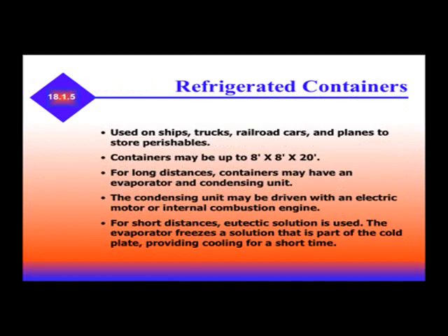Refrigerated containers are used on ships, trucks, railroad cars, and planes to store perishables. They may be up to 8 by 8 by 20 feet. For long distances, containers may have an evaporator and a condensing unit. The condensing unit may be driven with an electric motor or internal combustion engine. For a short distance, you can use the eutectic solution. That's the one that stores the energy. The evaporator freezes the solution that is part of a cold plate, providing cooling for a short time.